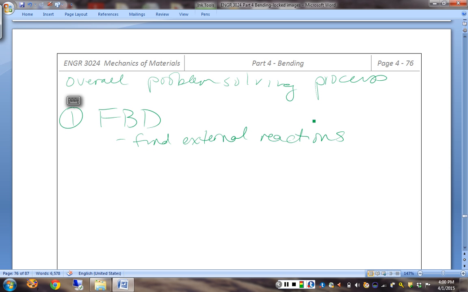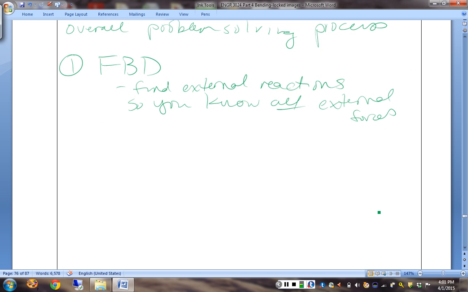Find external reactions so you know all external forces. If you don't know the reactions, you don't know the whole picture of what's going on, and you're never going to get to the right answers.